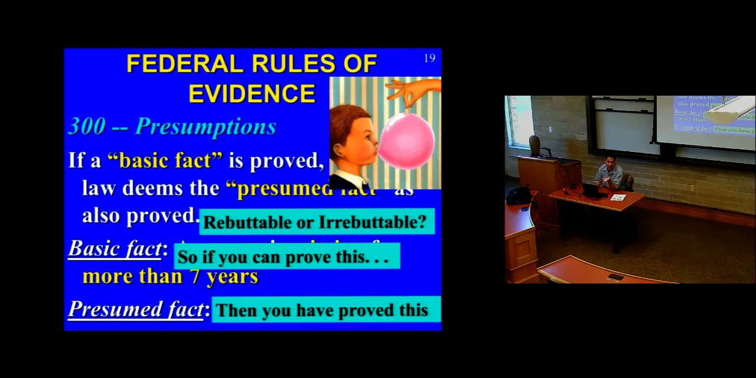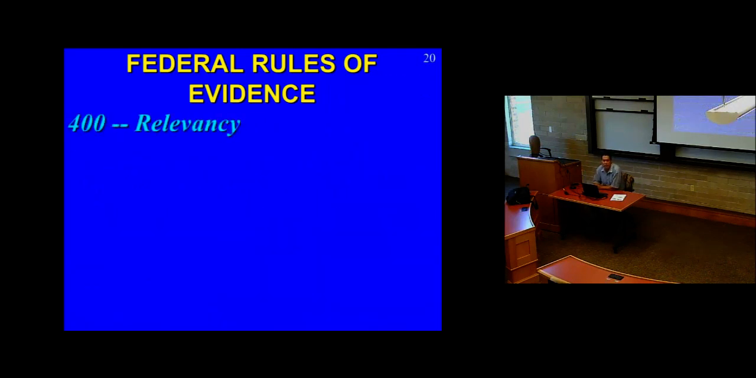irrefutable. Even if we tried to put on evidence that the person, even if they admitted, yes, I did this, I had malice aforethought, I as a 5-year-old wanted to kill this person, the law still would say, too bad, it's an irrebuttable presumption. Okay, 400.